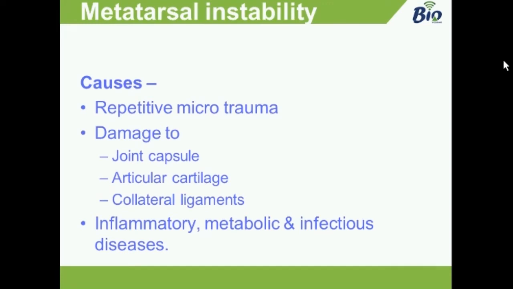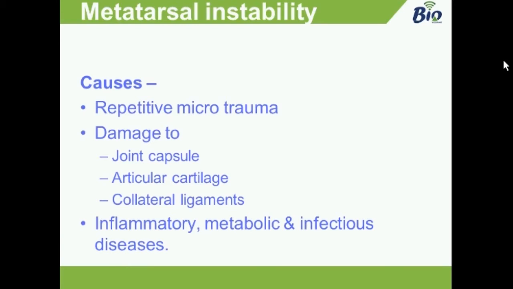So what causes metatarsal instability? What causes these wandering toes and hammer toes? Essentially, it's repetitive trauma that causes damage to the joint capsule, or the collateral ligaments, or the articular cartilage, or the subchondral bone, or all of them. And it's generally repetitive trauma that does that. So it's something like maybe too much walking or the wrong footwear.